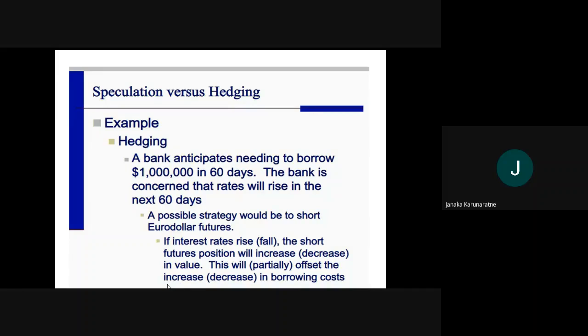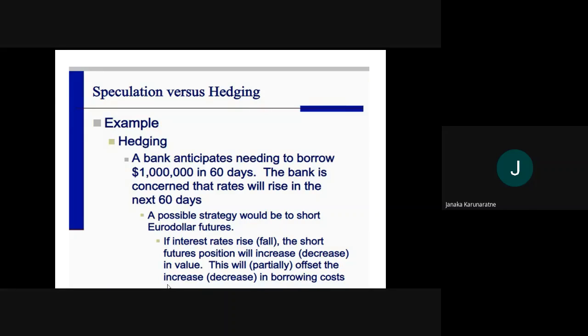Example of hedging. A bank anticipates needing to borrow $1 million in 60 days. The bank is concerned that interest rates will rise in the next 60 days. So if the interest rate rises, what happens? Then the borrowing cost will be higher.